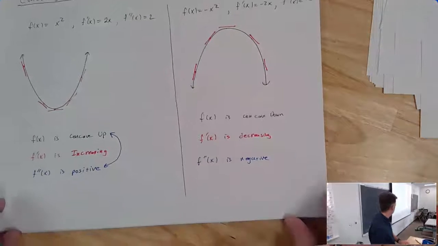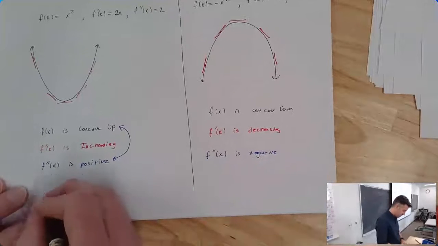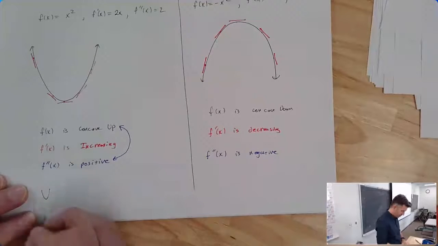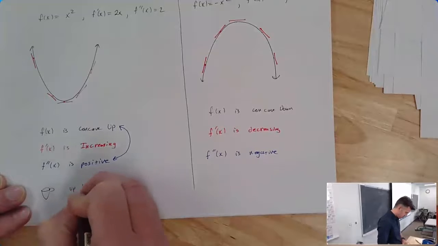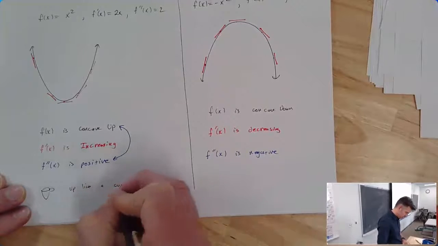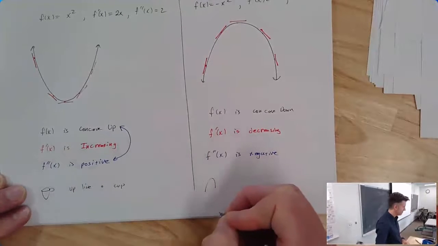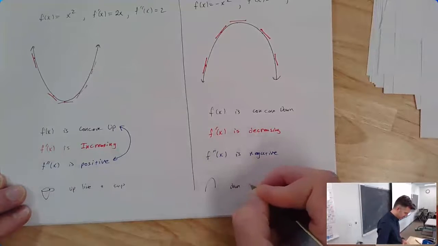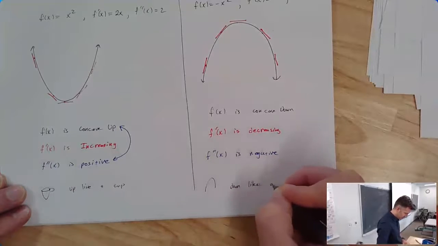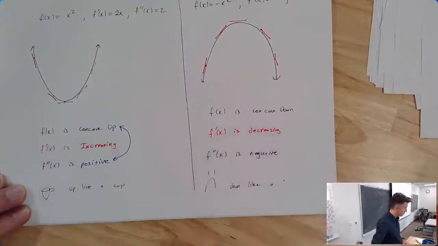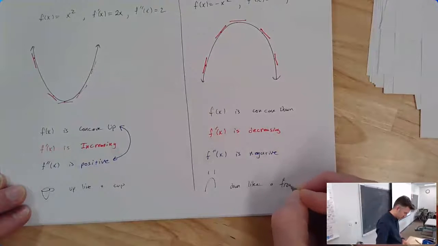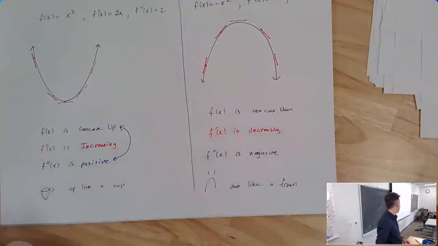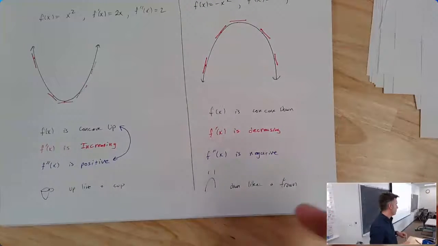Last thing, well, not the last thing, but one thing I've always loved to say is a function is concave up like a cup. Function is concave down like a, anybody? I mean, I didn't make it up, but that's kind of clever. So up like a cup, down like a frown.